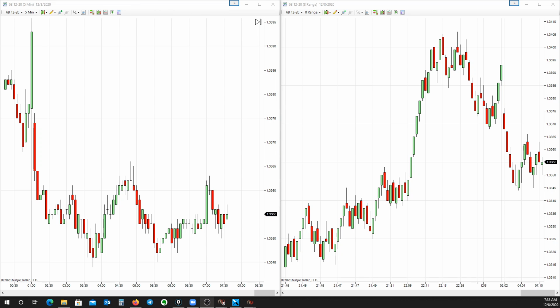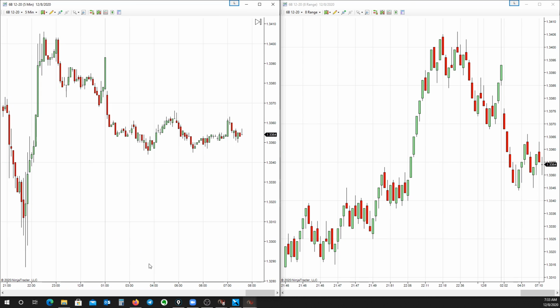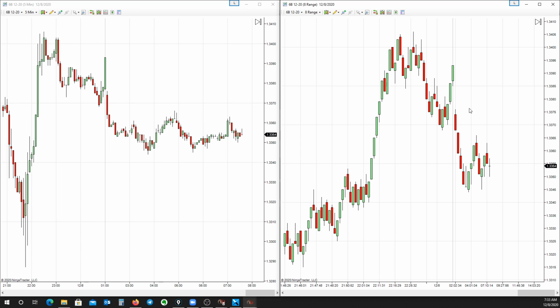I want us to look at why I prefer using range charts instead of the 5-minute chart. This is just the settings on your footprint analysis. Right here on my screen, I have the 5-minute chart on the left and the range chart on the right. We have an 8 range here, and a 5-minute chart over here. Even right now, you can see there are some differences in the chart formation. You can see this is the day that started here, and this is the day that started here.